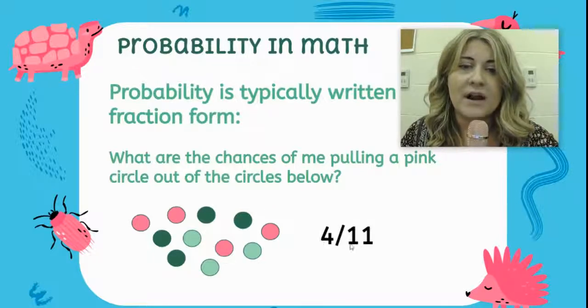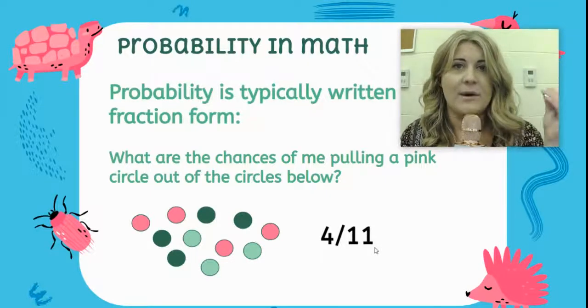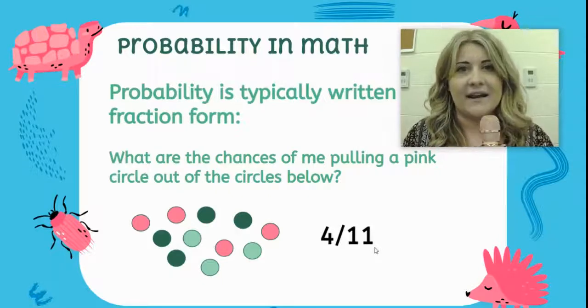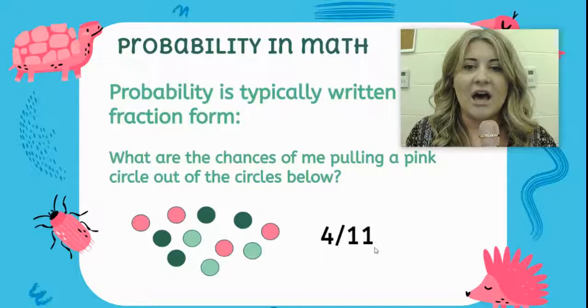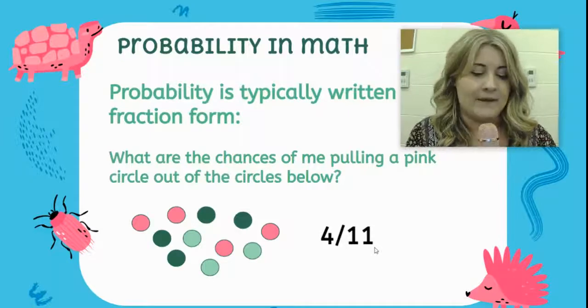So there's a 4 out of 11 chance that if I reached down into a bag and pulled out a circle, I would pull out a pink one. 4 out of 11 is not a very good odd. It's not a very good probability. So it's pretty unlikely that I'm going to do that, but it is possible. It's not impossible because that certainly could still happen.